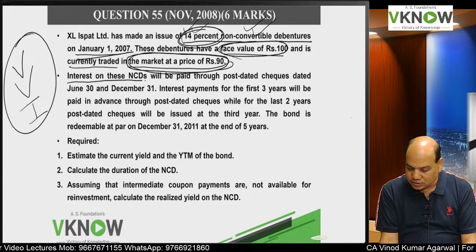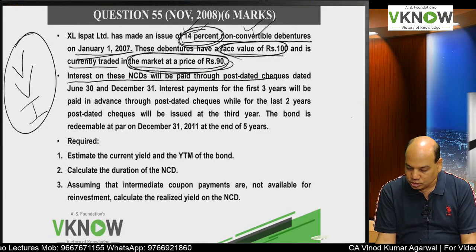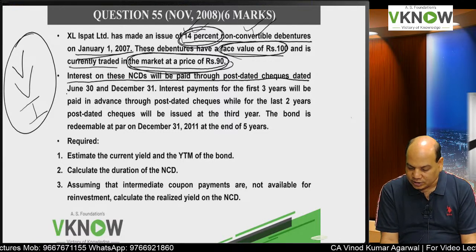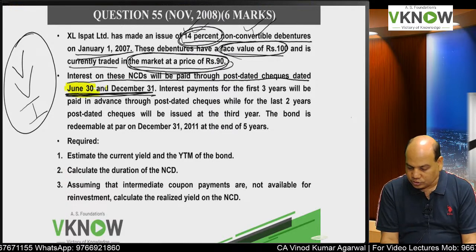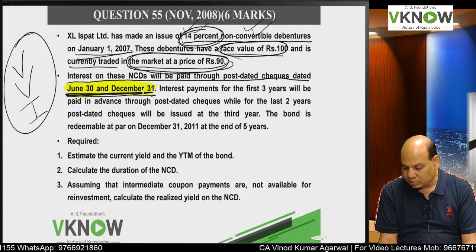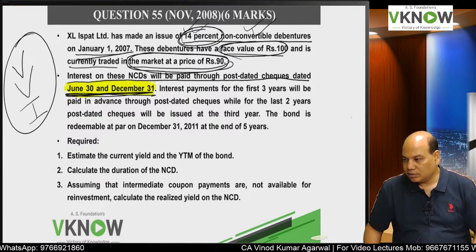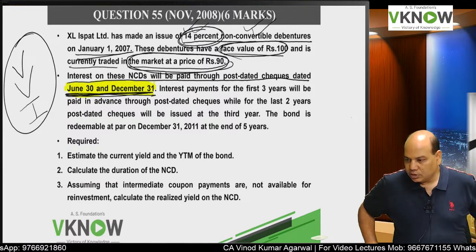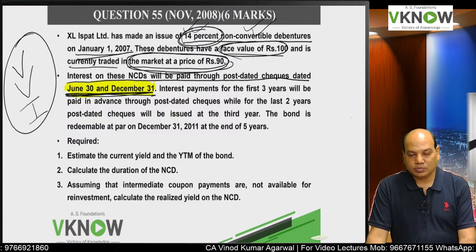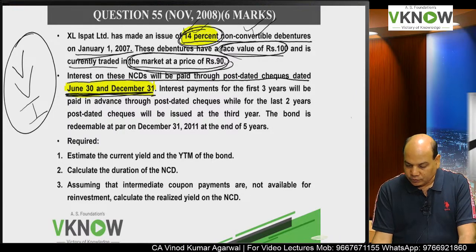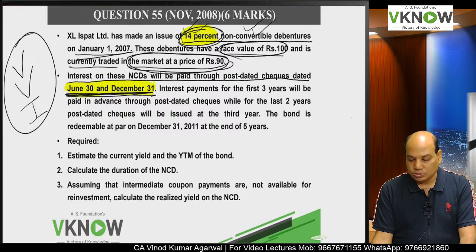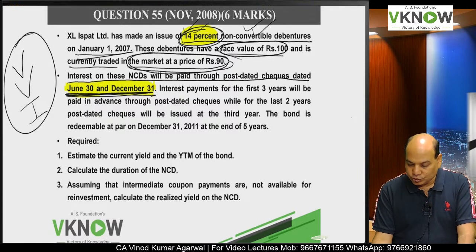Interest on these NCDs will be paid through post-dated checks dated 30th June and 31st December. Oh my God. So this is a semi-annual coupon paying bond. Underline. This is a semi-annual coupon paying bond. So we'll have to be very careful. Coupon rate will have to divide by 2. Number of years will multiply by 2. Discount rate will divide by 2.